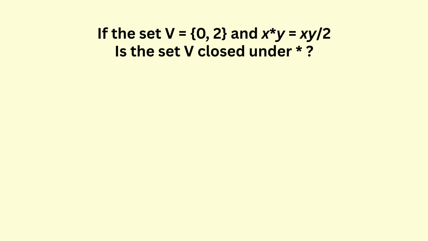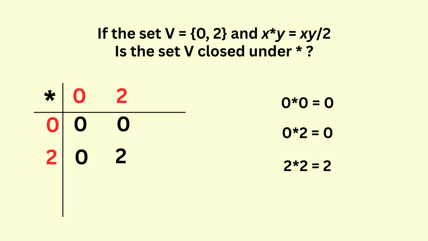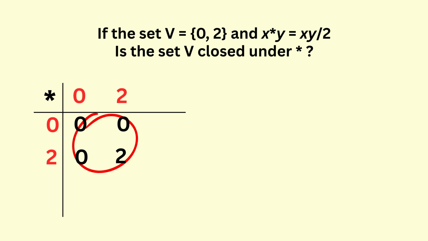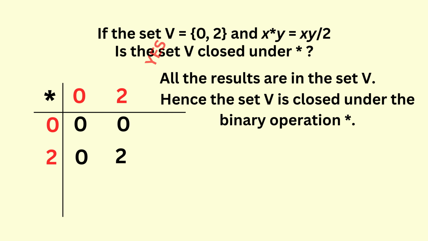Let's check another set V that has only two elements, 0 and 2, with the operation x times y over 2. Again, we can do an operation table. 0 star 0 is 0. 0 star 2 is 0. 2 star 2 is 2. Notice the results are always 0 or 2. That means every result is a value that is in the set V. Hence, the set V is closed under the operation star.